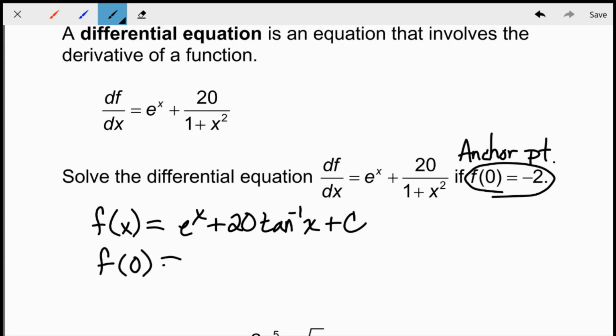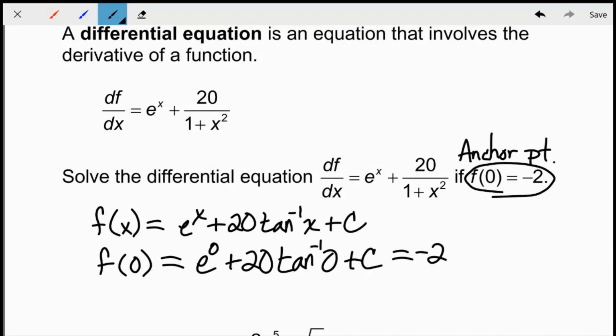I know if I plug 0 into my antiderivative function, I'm going to get e to the 0 plus 20 times the inverse tangent of 0 plus c, and that's going to give me a result of -2. Well, think about the values that we have here. e to the 0 is 1, 20 times inverse tangent of 0 is 0. So essentially we have 1 plus c is equal to -2, or c is equal to -3.